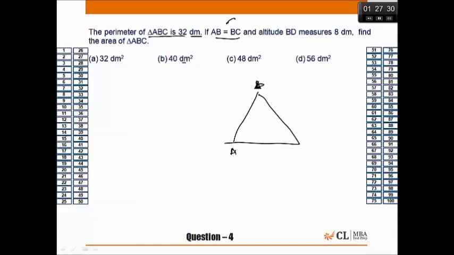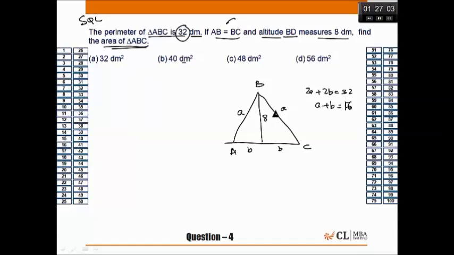So we have ABC, and AB equals BC, these two are A, and the altitude BD measures 8 dm. Okay, so that will be B. Perimeter is 32, 2A plus 2B equals 32. That means A plus B should be equal to 16. Great. Find the area. I think let's use the options.